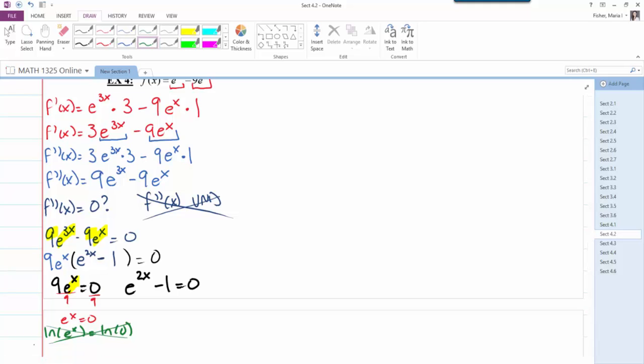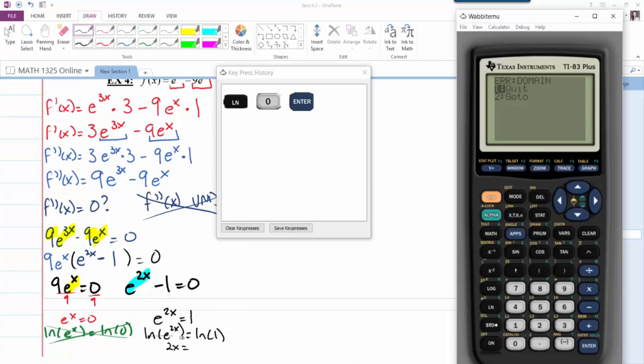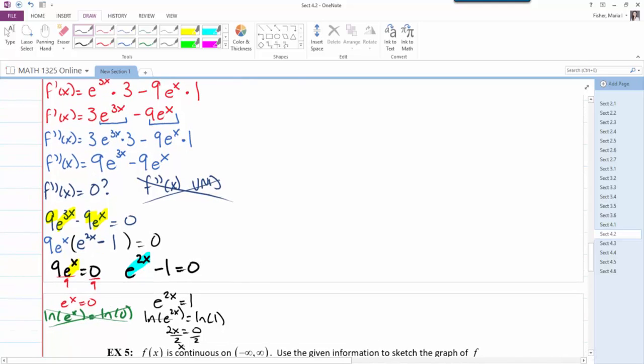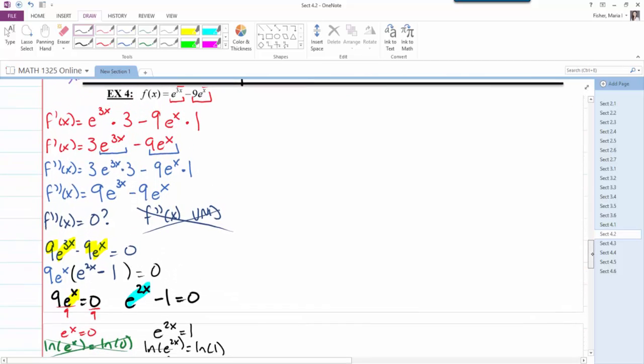Let's look at the other one. First, I add 1 to both sides because I still need to isolate e to the 2x. So adding 1 to both sides, I get e to the 2x is equal to 1. Again, I take the natural log of both sides, so the natural log of e to the 2x is equal to the natural log of 1. Here natural log and e cancel, and this would just be 2x, and you might remember that the natural log of 1 is equal to 0. So I get 2x is equal to 0. Divide both sides by 2, and I get x is equal to 0. So my only partition number is x is equal to 0.